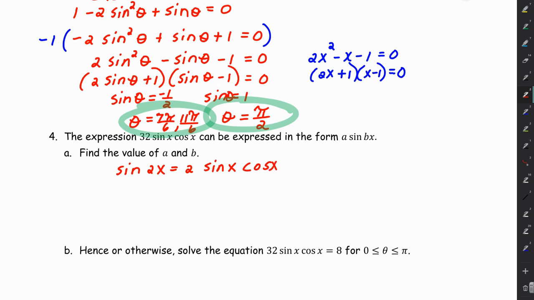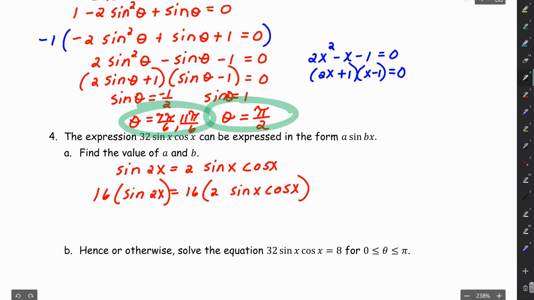And I want to write 32 sine x cosine x. So, what number times 2 gives me 32? If I'm going to multiply the right side by 16, I'm going to have to multiply the left side by 16. And we're looking to compare to this a sine bx. Well, we've done it right here. We have a sine bx. So for this problem, a is equal to 16 and b is equal to 2.